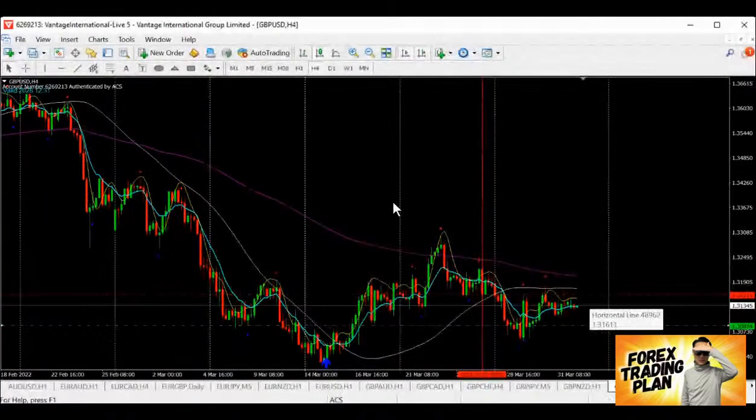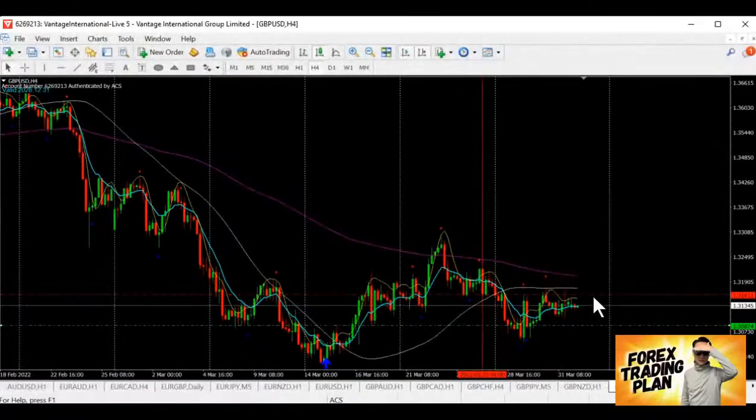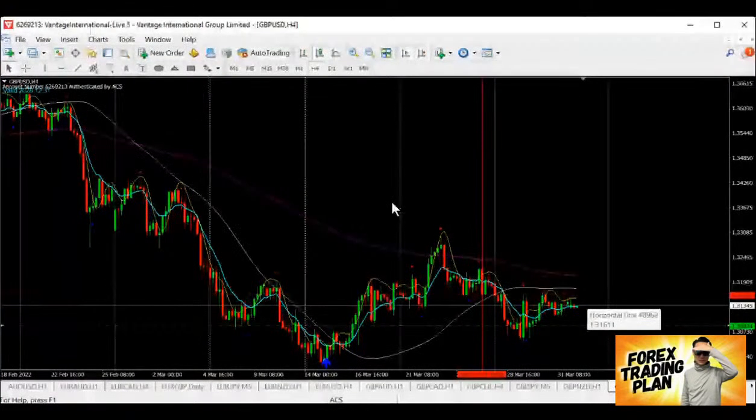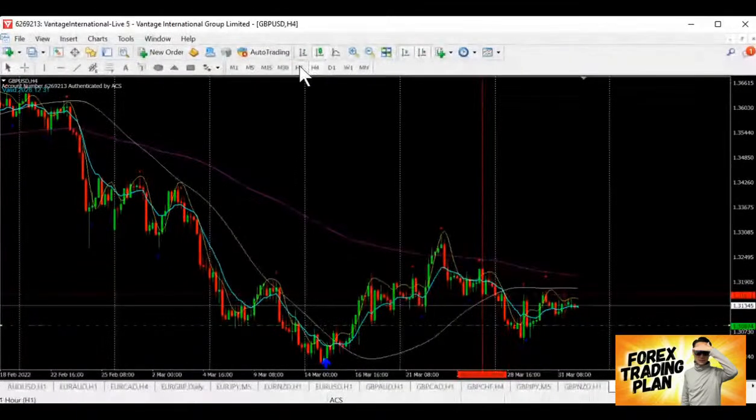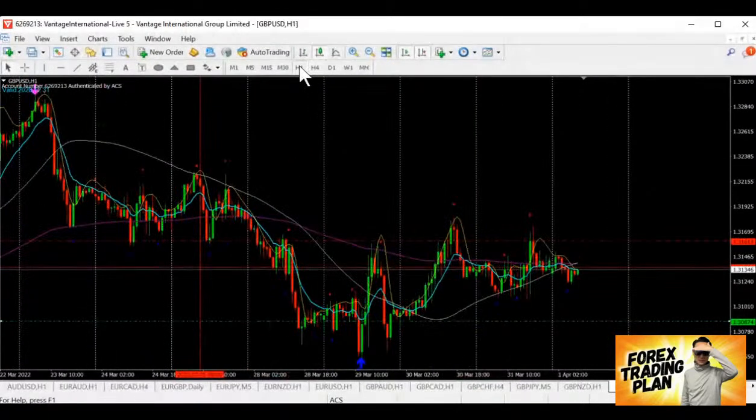Can we still trade on this pound dollar? I would say yes, over here. When it tests the resistance without breaking, then we can start trading.